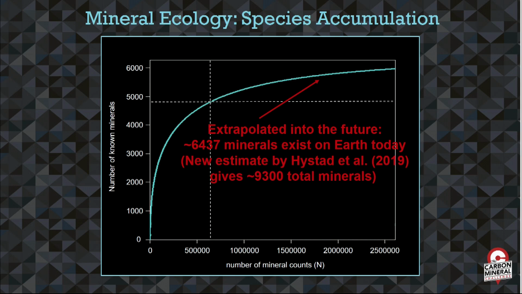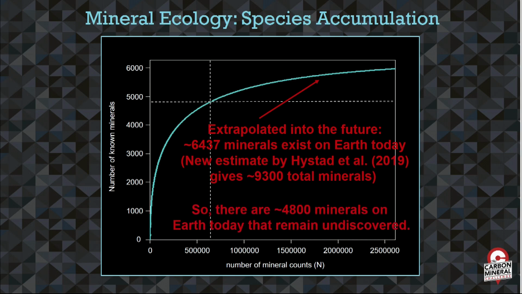It turns out our collaborator, Grethe Hystad at Purdue University, is a mathematician, and she reanalyzed this data using Bayesian methods and actually came up with an estimate of 9,300 total minerals. So that means, subtract out the ones that we already know, there are about 4,800 undiscovered minerals on Earth today. They're out there somewhere, but we just don't know where they are.